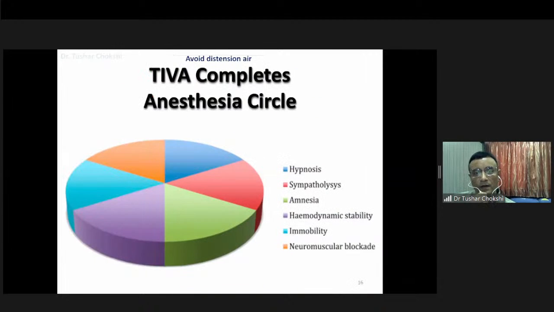We have learned in our anesthesia residency program what the anesthesia circle is. Here, TIVA completes the anesthesia circle with hypnosis, sympatholysis, amnesia, hemodynamic stability, immobility, and neuromuscular blockade. You have all the liberty to have these effects. So what else do you require in TCI TIVA or TIVA practice?